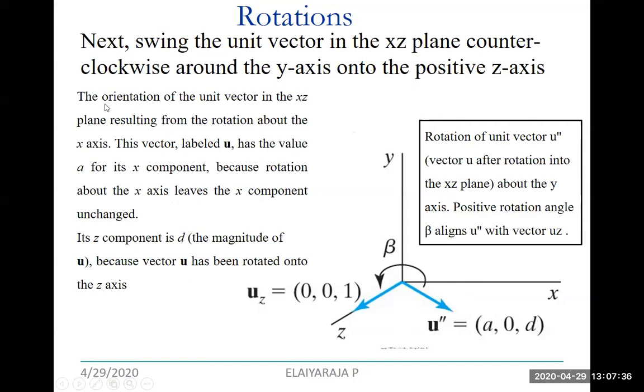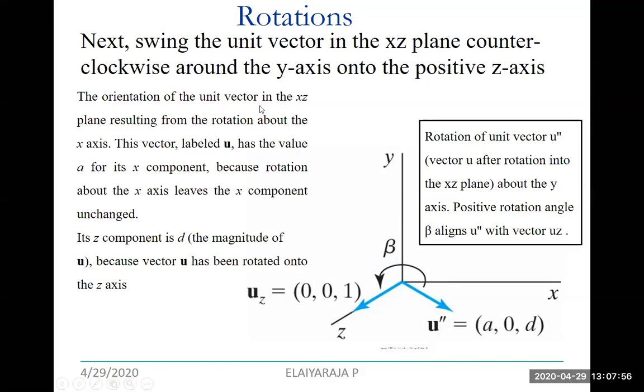Okay, u dash value you got 0 comma b comma c, right, with respect to the unit vector z axis 0 comma 0 comma 1. So next step, what you are going to see with respect to the yz plane, first you've done the calculation, next you are going to do with respect to the xz plane.